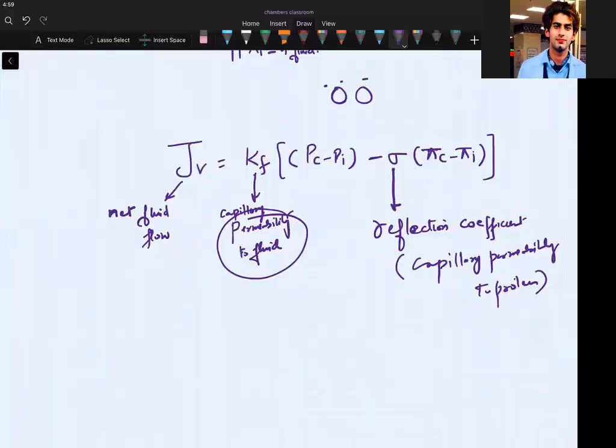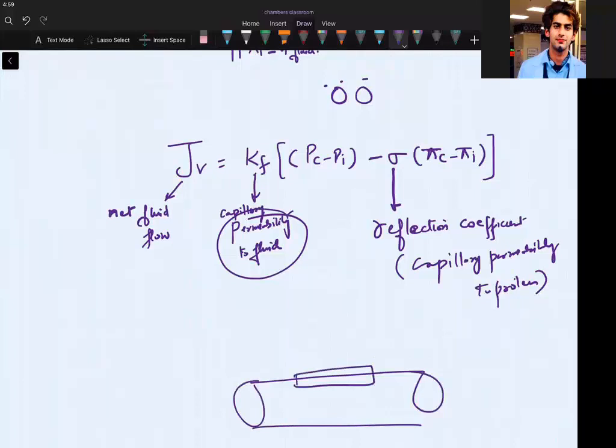So this is the reflection coefficient, the capillary permeability to protein. But how do I represent permeability to fluid? Capillary permeability, because you are more concerned about the capillary. That is the barrier. So this will actually determine whether the fluid will pass here or here. So this factor should also be taken into consideration while taking these pressure changes.